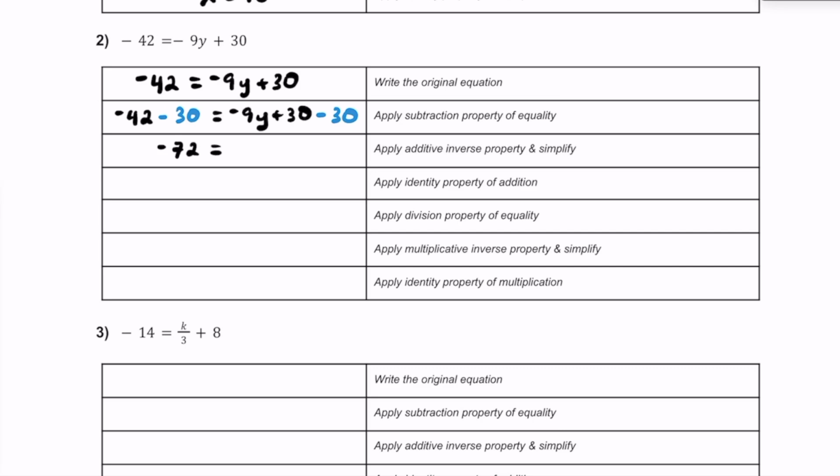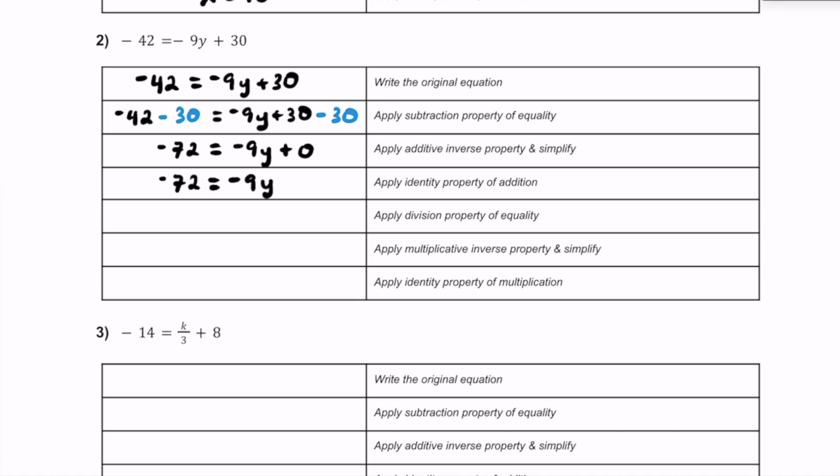And then on the right side, we can use the additive inverse property. 30 minus 30, or 30 plus negative 30, is going to be 0. So we're going to get negative 9y plus 0. Now, using the identity property of addition, we can drop the 0 and say this is negative 72 is equal to negative 9y. So we got the constant term on the right side to be 0.